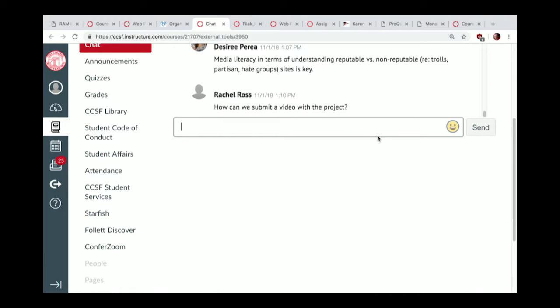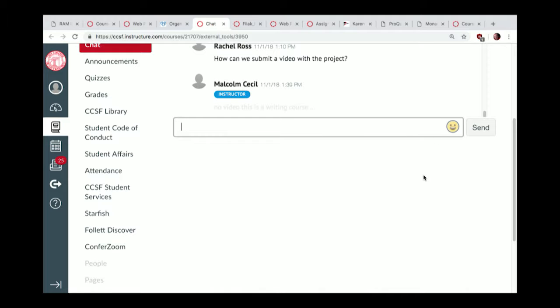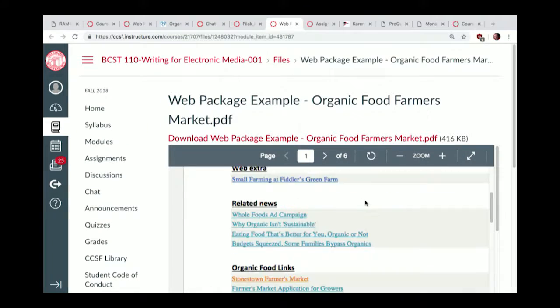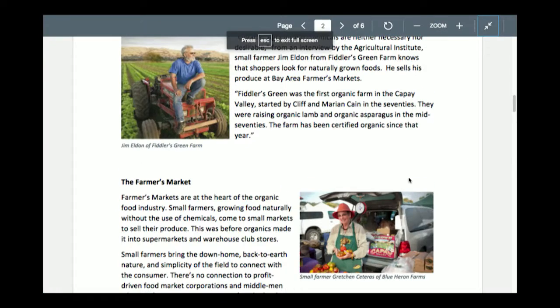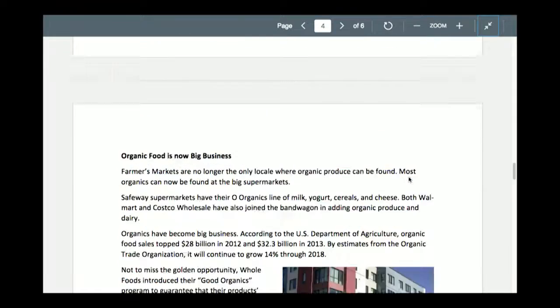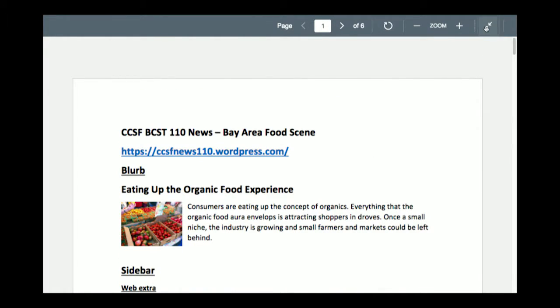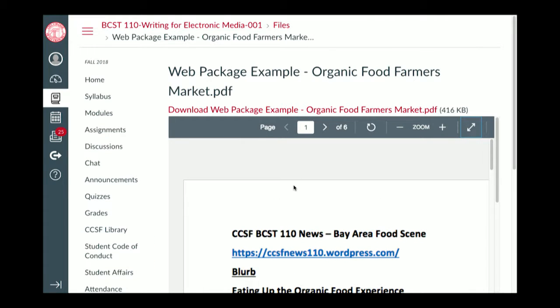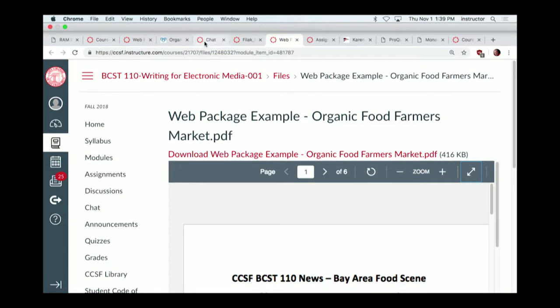How can we submit a video with the project? No video. This is a writing course. So I don't know why that doesn't show up. There is no video to submit for this. You are giving, in fact, a web package that looks exactly like this or as close to this as you feel like making it. It's got too many pictures and stuff. But what we're doing is we are adapting a TV package, adapting a video down into a web page, basically.